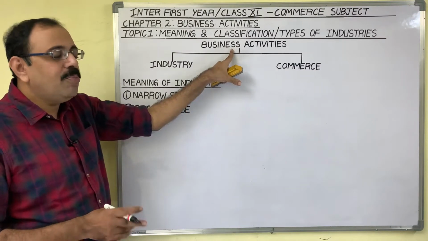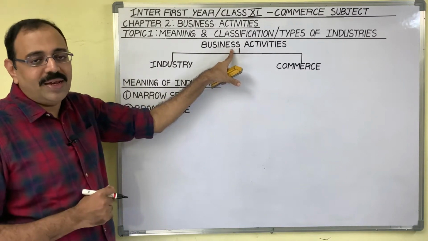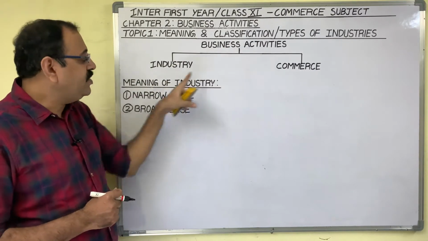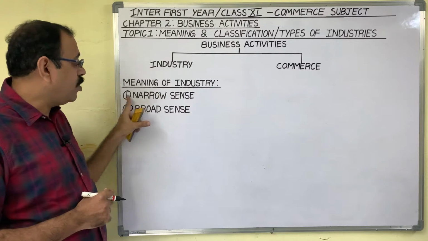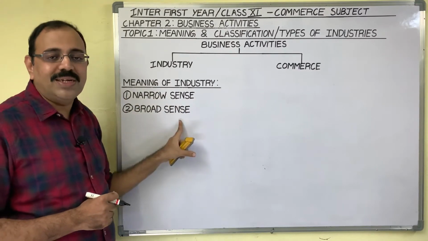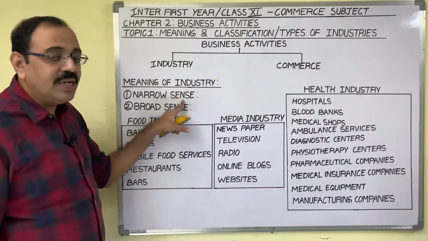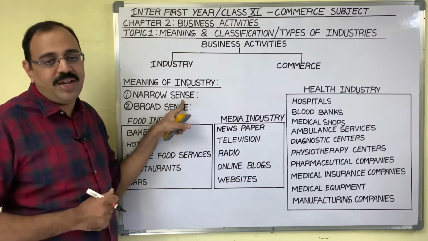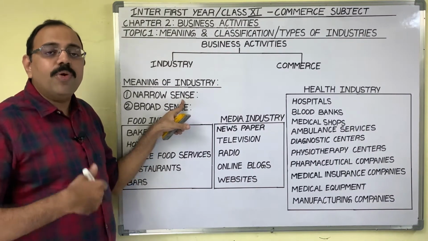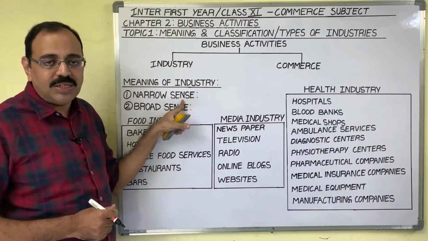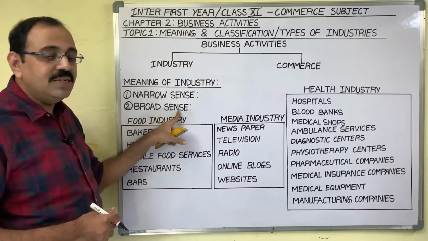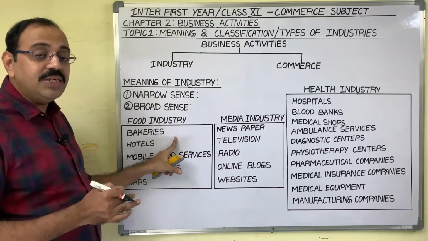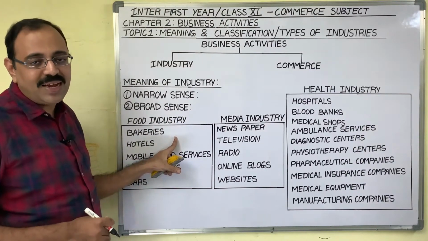Business activities are broadly classified into two categories, industry and commerce. Industry can be defined in narrow sense and in broad sense. In its narrowest sense, industry means manufacturing of final products from raw materials. Similarly, providing services to the customers. And in its broadest sense, industry means a group of firms that are engaged in similar nature of business activities.